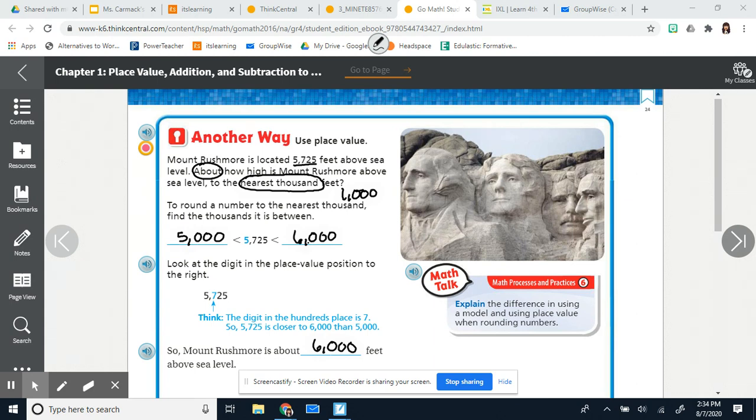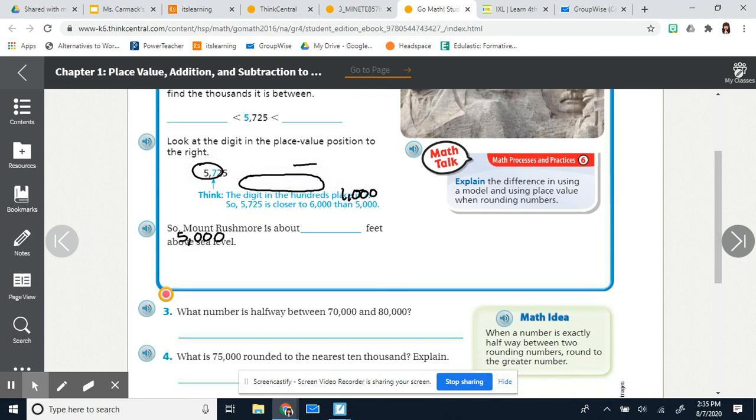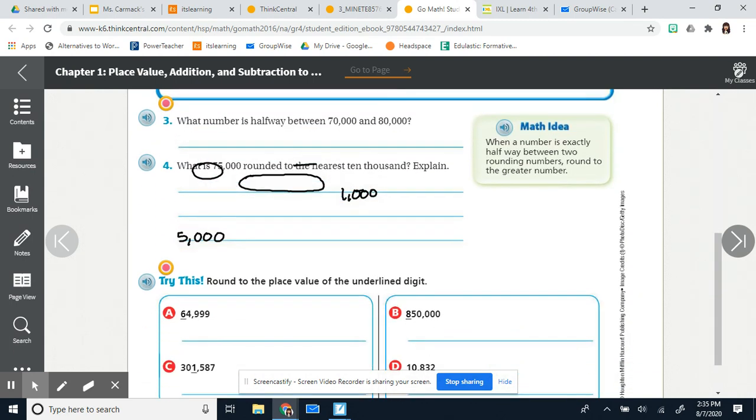So you see how we're going from 5,725 to 6,000? That means we rounded up. We made that 5 go up 1. So that's what I mean when I say round up. Now, if we're rounding down, that means we're going to keep that digit we're rounding the same and then just put zeros after it. But we're going to see an example of that in a moment. So we're going to the next page.